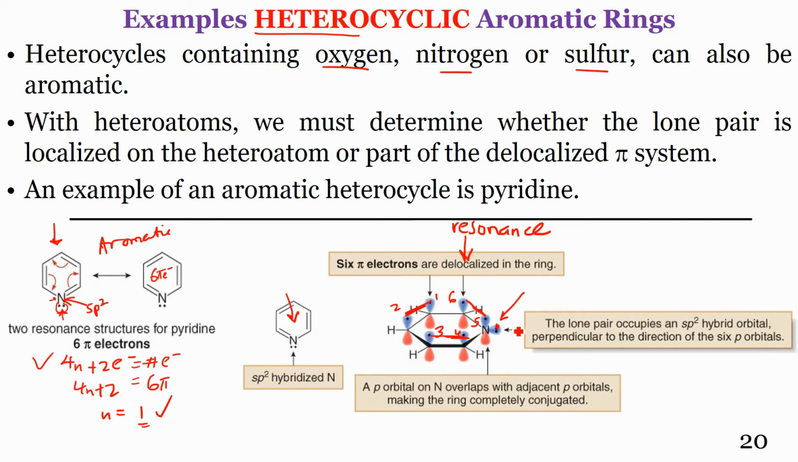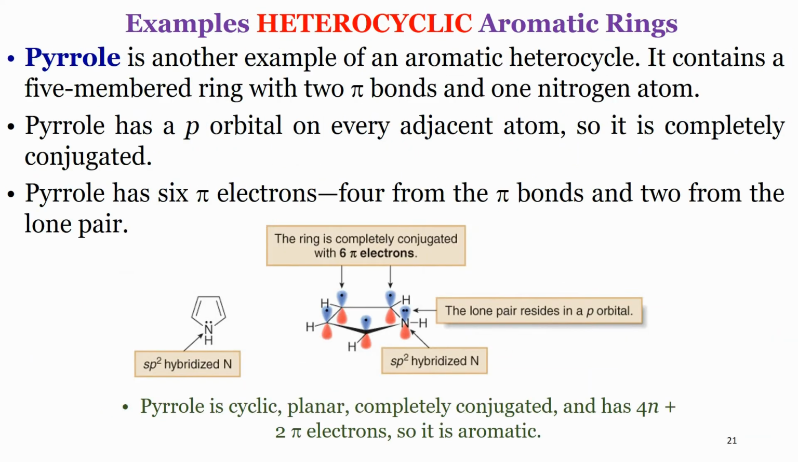The lone pair, this lone pair right here, occupies the sp2 hybrid orbital perpendicular to the direction of the 6 p orbitals. So they are 90 degrees apart. That's why these lone pair electrons don't take part in resonance.